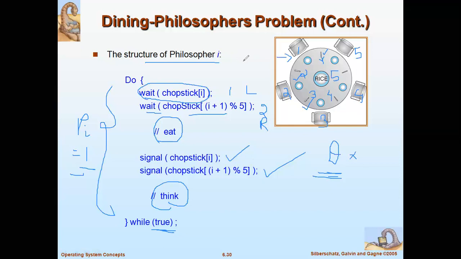So these are the 3 problems of process synchronization. One is the bounded buffer problem, the second one is the readers-writers problem, and the third one is the dining philosophers problem.